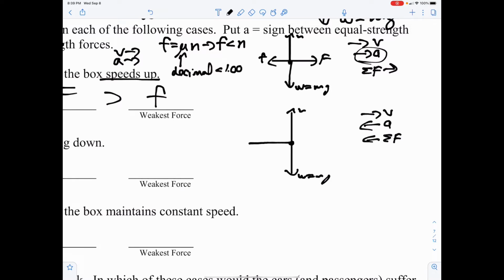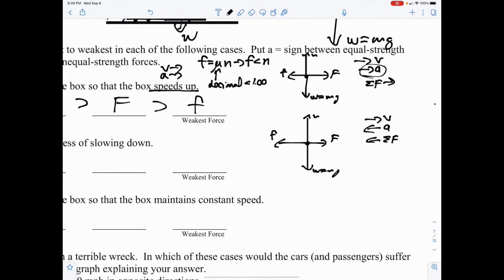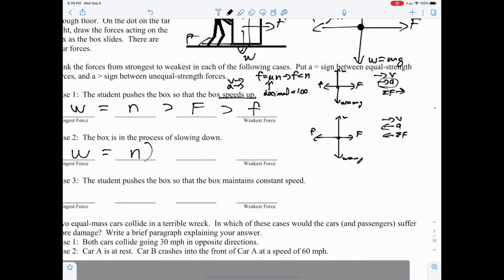That means friction has to be the causing force of the deceleration, and the applied force is going to be the smaller opposing force. Probably shouldn't draw it that long, like that. Something like that would be a pretty accurate picture. So those are greater than friction, which is now greater than the applied force.